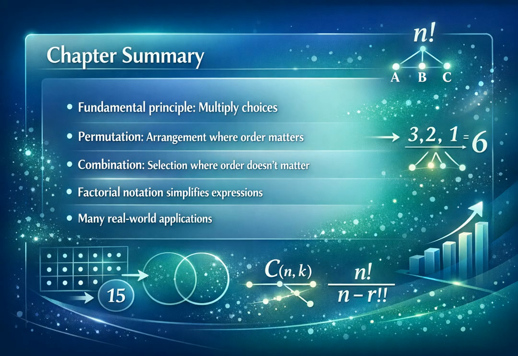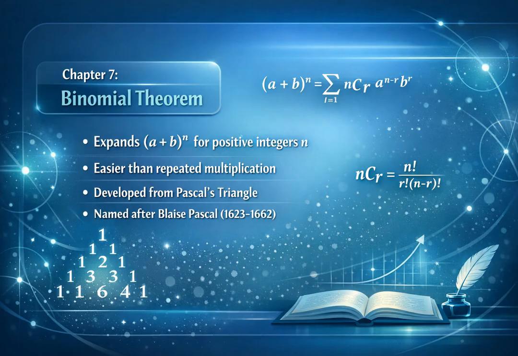Permutations and Combinations. Welcome to Chapter 7, the Binomial Theorem. This powerful theorem gives us an easy way to expand expressions like (a plus b) to the power n without doing repeated multiplication. It's based on patterns discovered by Blaise Pascal in the 17th century. The theorem makes calculating high powers practical.